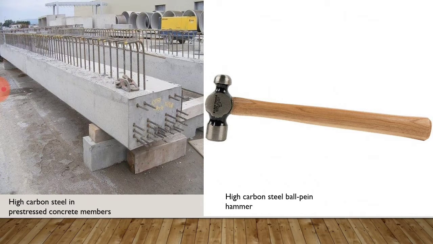As you can see on your left hand side, this is a picture showing high carbon steel in pre-stressed concrete members, where we may all imagine they require good strength and stability. And on your right hand side is a picture showing a high carbon steel ball peen hammer, and you might imagine why the use of high carbon steel, due to the constant banging of the hammer. So for its use, it is a very appropriate material.